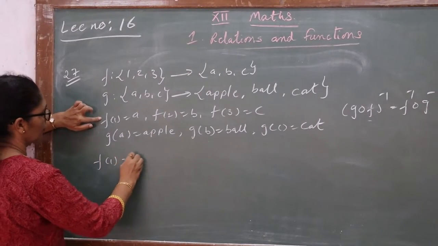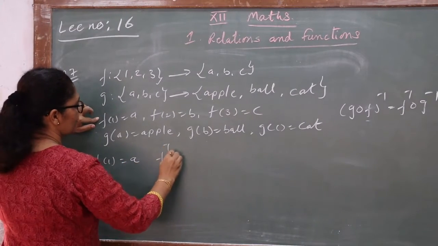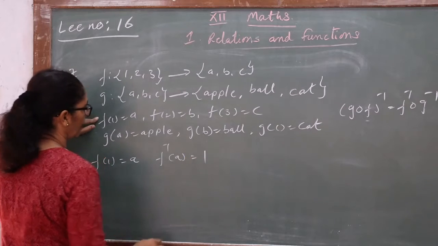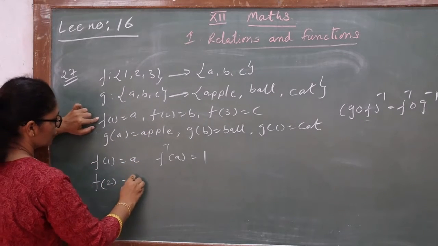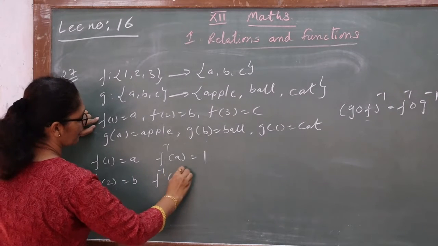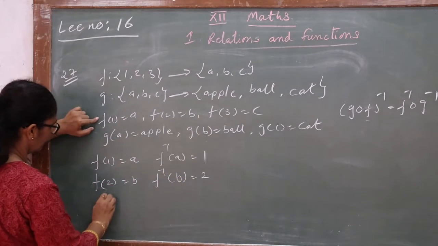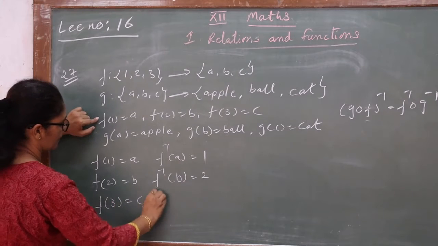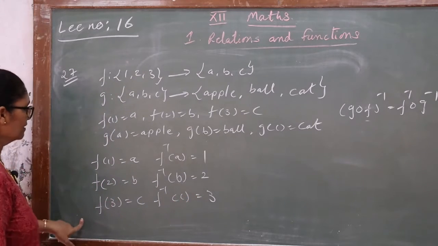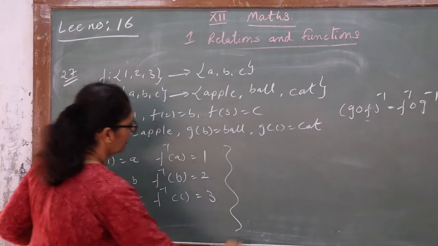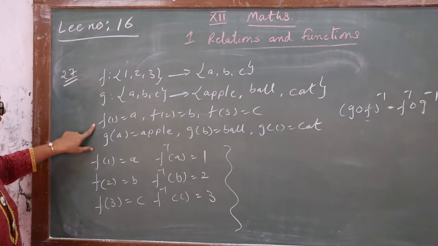So what is the function given? f(1) equals a. So when you write its inverse, f inverse of a equals 1. Similarly, f(2) is given as b, so f inverse of b will be 2. And third thing, f(3) equals c, so f inverse of c equals 3. That is our first thing. What we have written is the inverse of f.